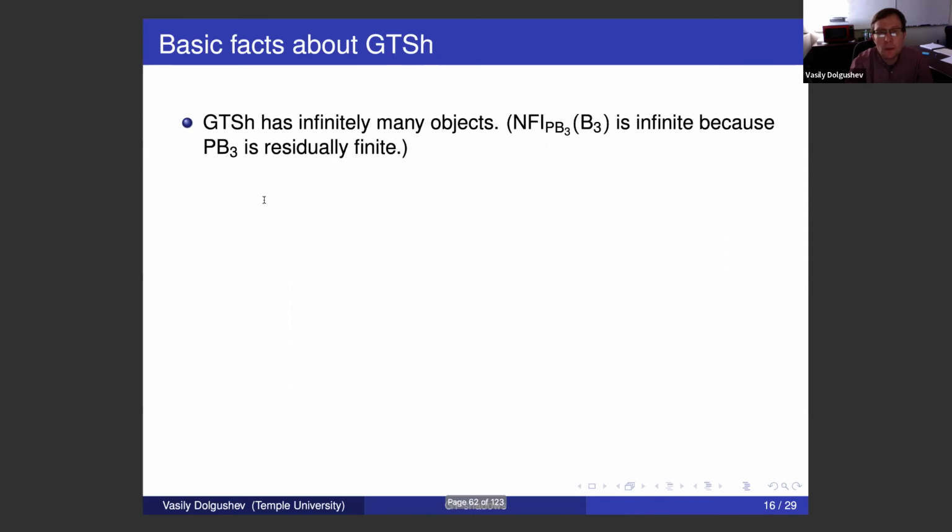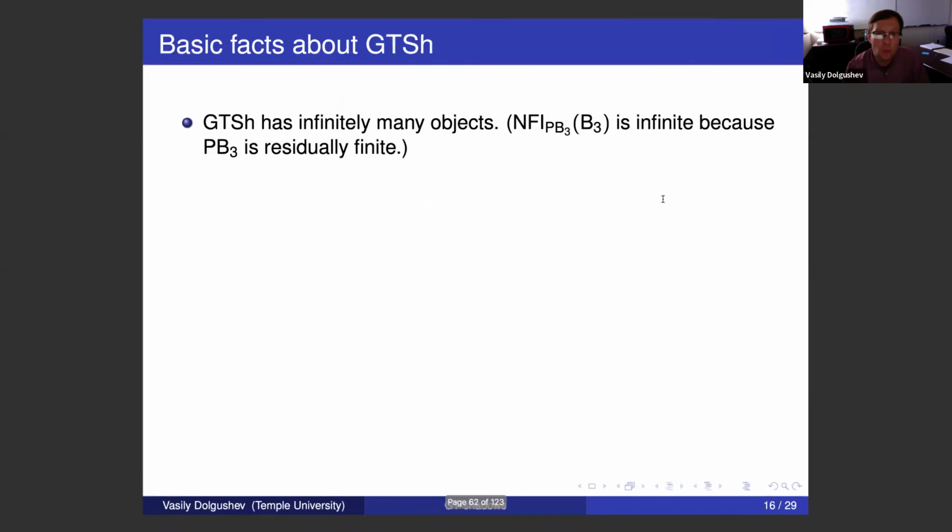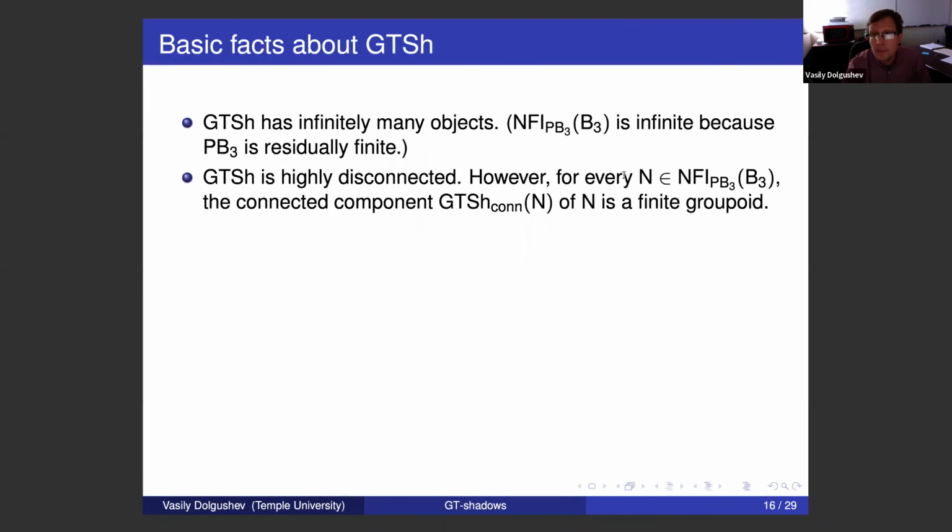And that's because, if you look at the definition of the morphisms from K to N, GT shadows for which the kernel is K. As soon as the kernel is K, it tells us that quotients will be isomorphic. So B3 quotient by K will be isomorphic to B3 quotient by N. So if the quotients are not isomorphic, for example, they may have different orders, different indices, then that's all. There are no morphisms, so this groupoid is highly disconnected. However, for every n, the connected component of n is a finite groupoid.